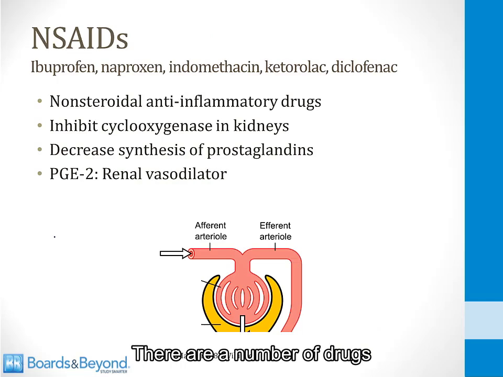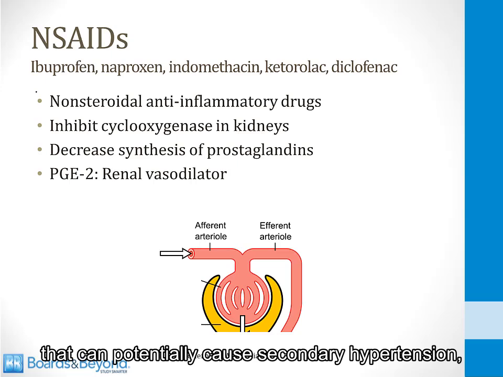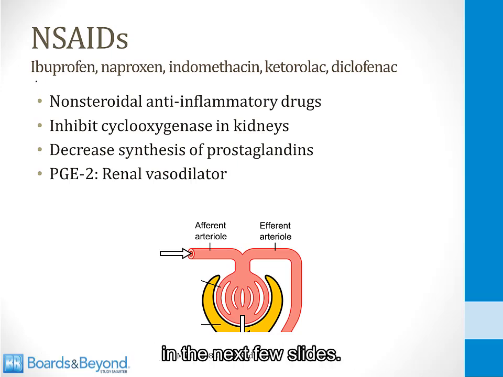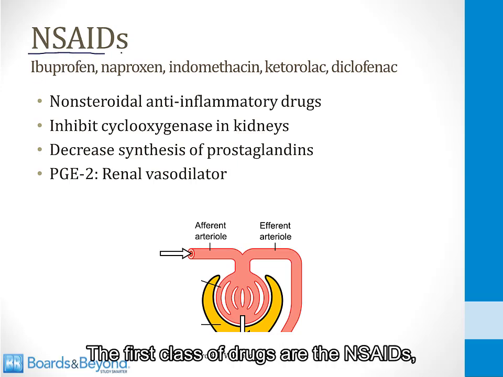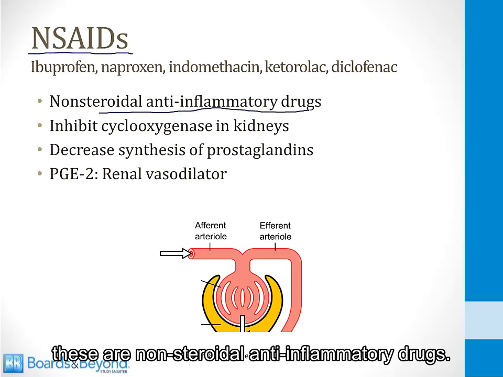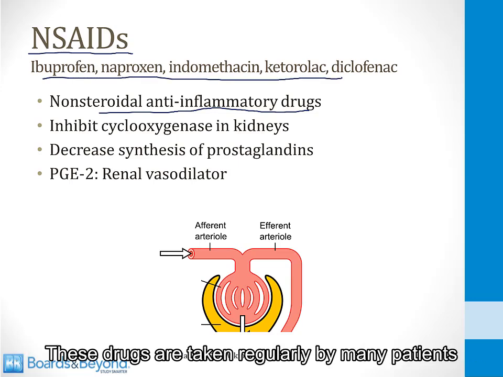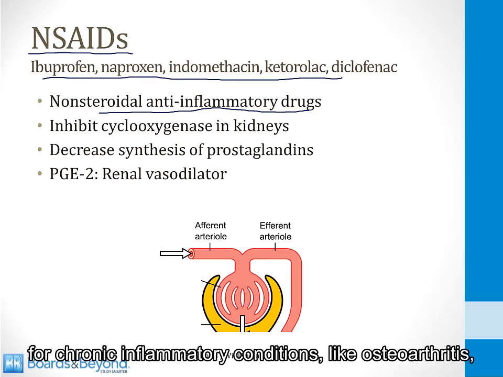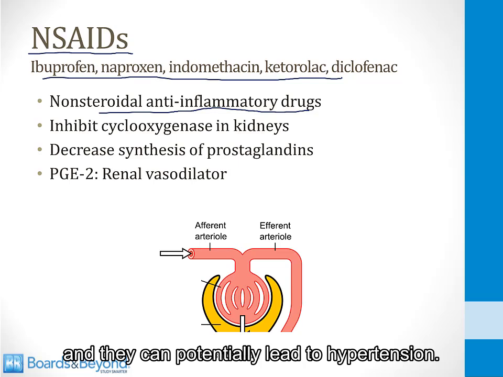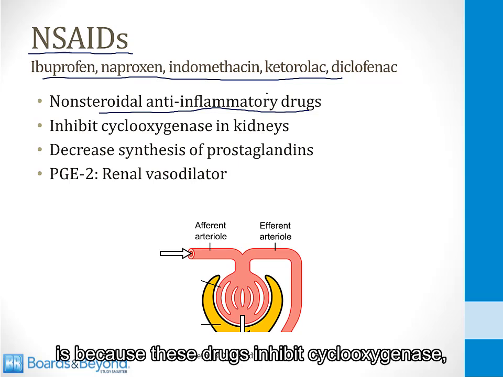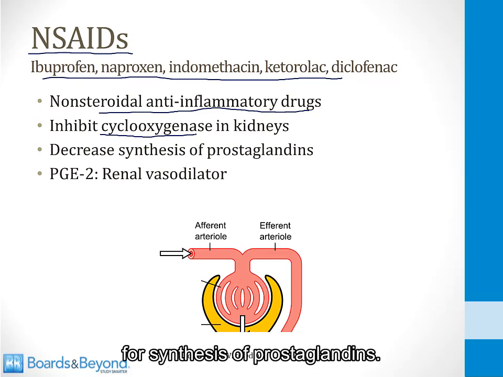There are a number of drugs that can potentially cause secondary hypertension, and I'll go through some of the important ones in the next few slides. The first class of drugs are the NSAIDs. These are non-steroidal anti-inflammatory drugs. I've listed the names of some of them on the screen here. These drugs are taken regularly by many patients for chronic inflammatory conditions like osteoarthritis, and they can potentially lead to hypertension. The reason for this is because these drugs inhibit cyclooxygenase, which is important in the kidneys for synthesis of prostaglandins.